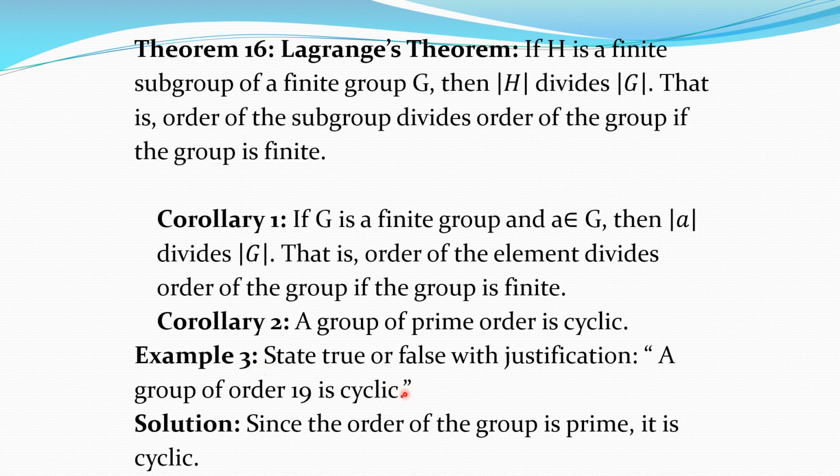State true or false with justification. A group of order 19 is cyclic. See the order of the group. It is 19. So 19 is a prime number, meaning definitely by using corollary 2, that group is a cyclic group. So even though we don't know what that group is, just by checking the order of the group, we can say that it is a cyclic group.